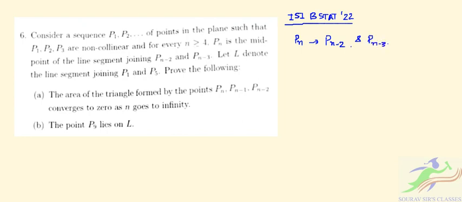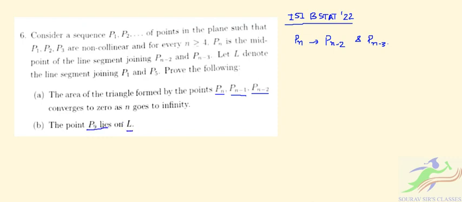Let L denote the line segment joining P1 and P5. You have to prove the following: the area of the triangle formed by the points Pn, Pn minus 1, Pn minus 2 converges to 0 as n goes to infinity, and the point P9 lies on L. Okay, P9 lies on L.